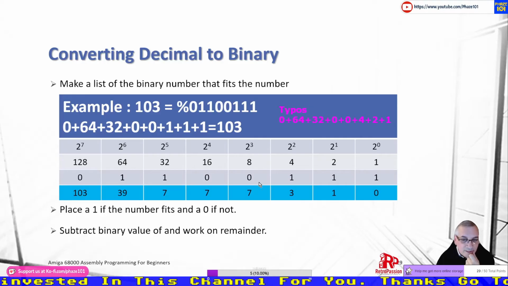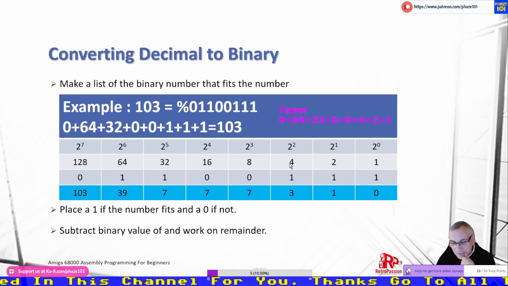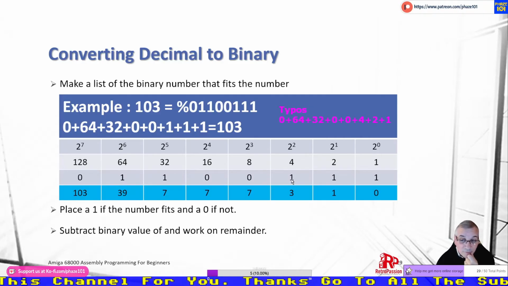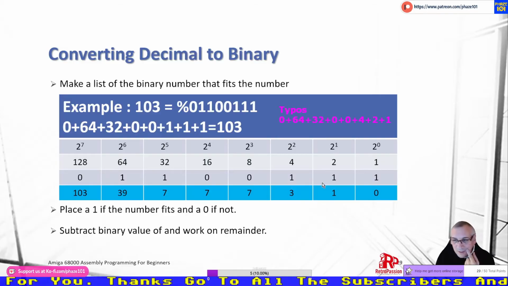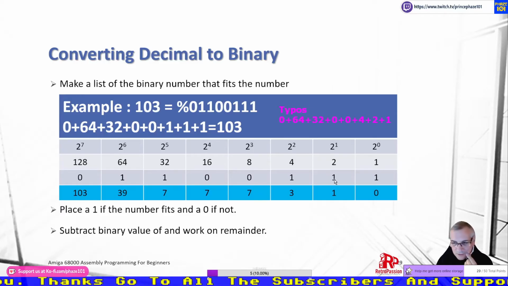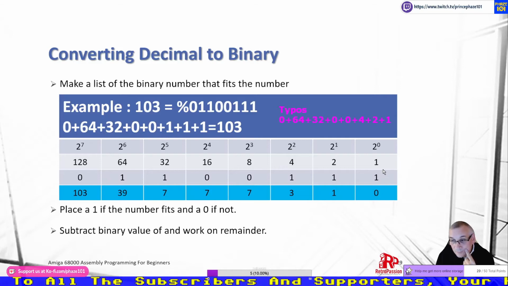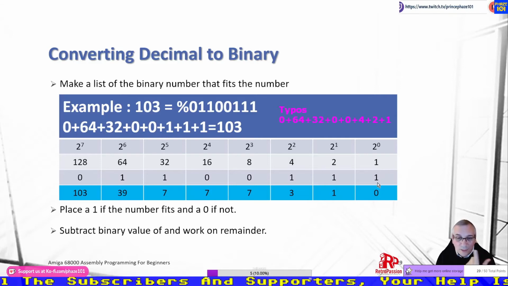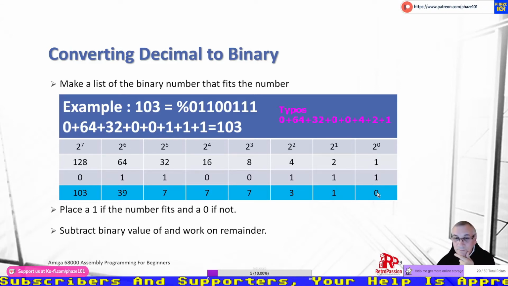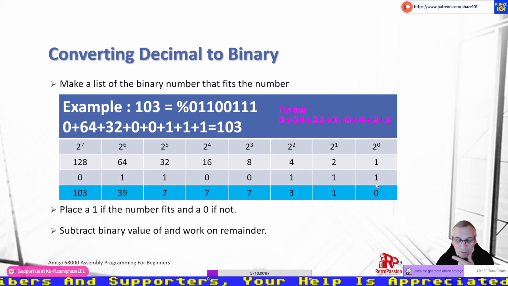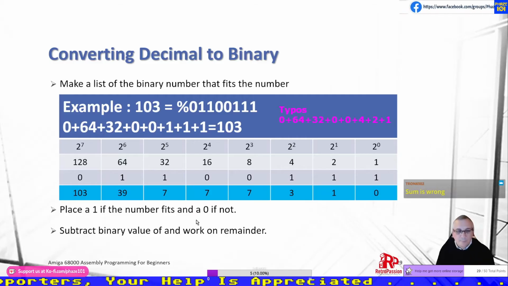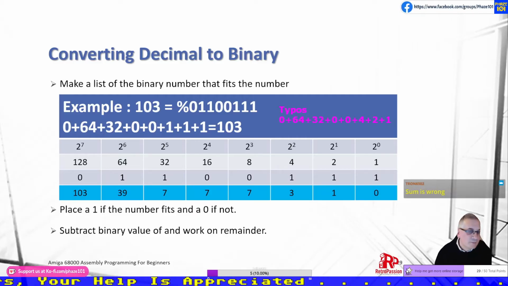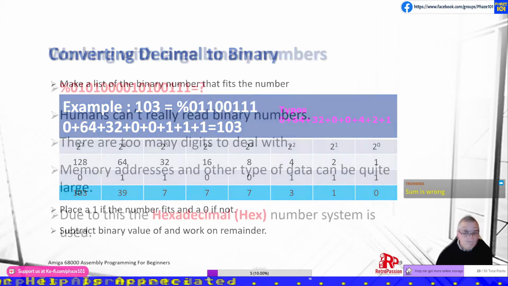8 is still 0 and the remainder is still 7. Then it continues like this. 4, you have 1, so we put a 1 because it fits, and the remainder is 3. 2, yes, it fits, so you put a 1 and we have 1, and then the remaining is 1, which is 1 basically, and the remainder is 0. So that's when we end. Anyway, so that's converting from decimal to binary.